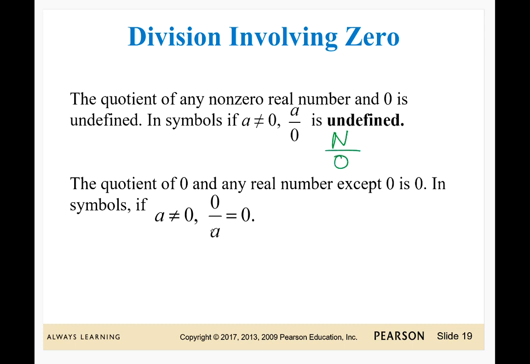But if you have 0, you can divide that. 0 divided by anything is still going to be 0. And I think of it this way. If you have no pizza and you're going to divide it amongst 10 of your friends, nobody's getting pizza. Everybody gets the same amount, which is nothing.